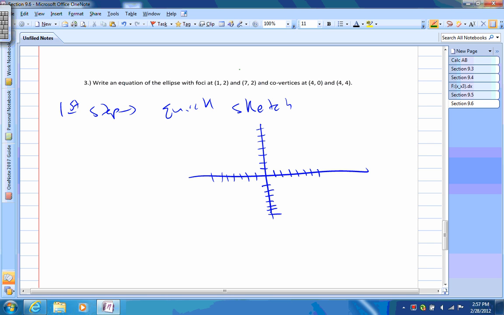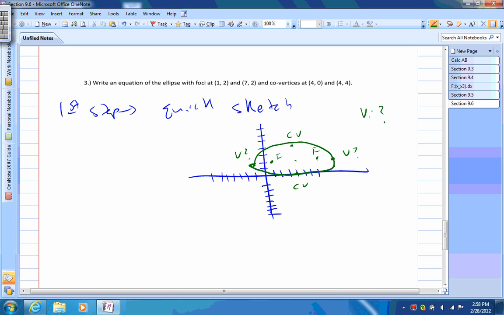So your foci are at 1, 2 and 7, 2. Your co-vertices are at 4, 0 and 4, 4. The vertices we don't know, obviously. But that's F and F, that's CV and CV. So roughly, it looks something like this. And the vertices will be there and there.